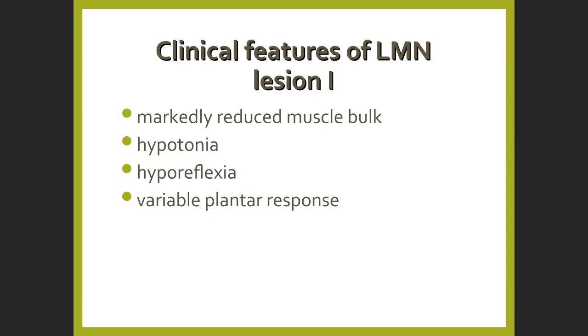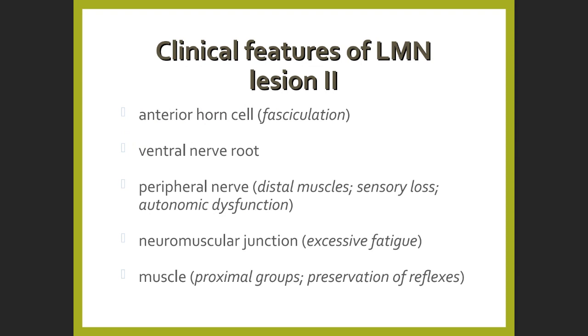The pattern of wasting can help us to determine where in the lower motor neuron is affected. Other features help with localization. The presence of fasciculations tells us that the lesion is at the anterior horn cell. With peripheral nerve disease, you get more distal findings, so distal wasting associated with sensory loss and autonomic dysfunction. Neuromuscular junction lesions characteristically present with excessive fatigue, so fatigue as effort increases. And for muscle localization, this tends to affect mainly the proximal group, so you get proximal wasting and weakness, and the reflexes are preserved.